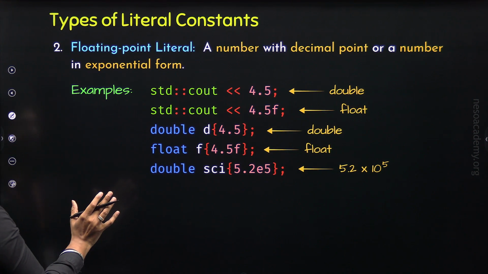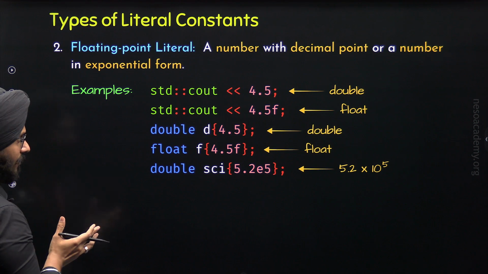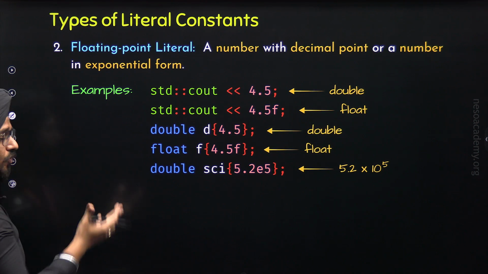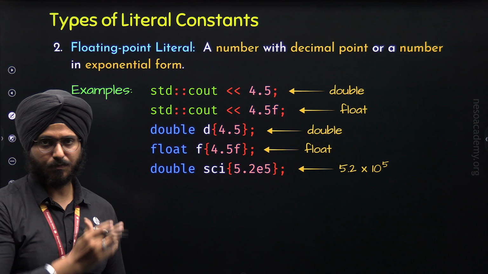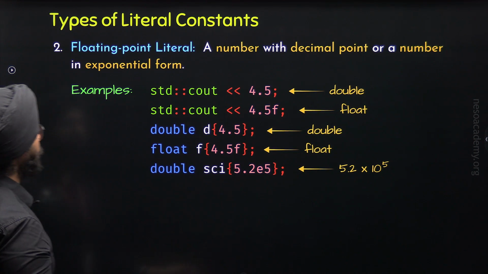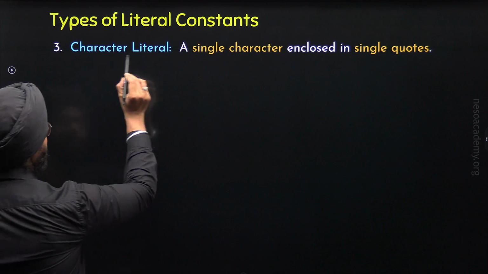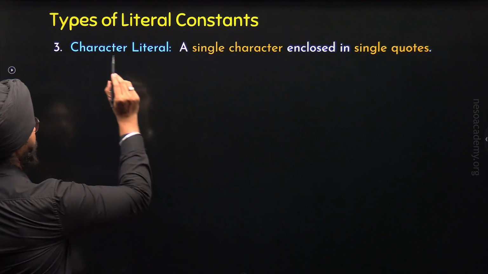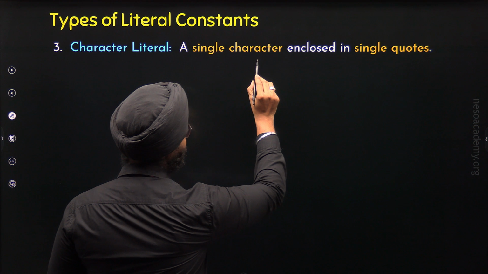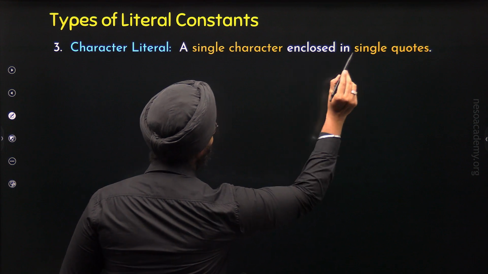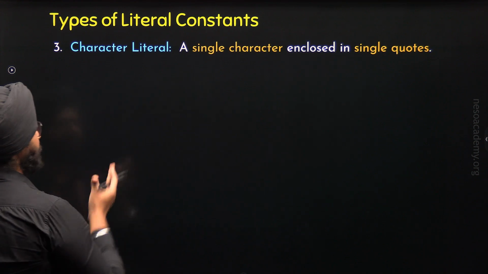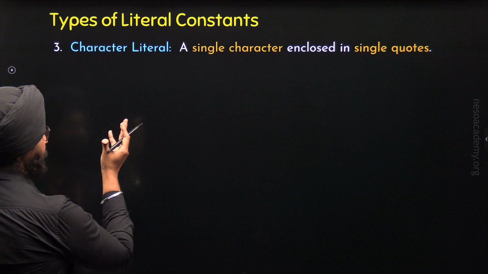So with this, we learned what a floating point literal is and how to represent a floating point literal in C++. Now let's move to the third type of literal constant, which is the character literal. A character literal is a single character enclosed in single quotes. Let's take some examples to understand what a character literal is.